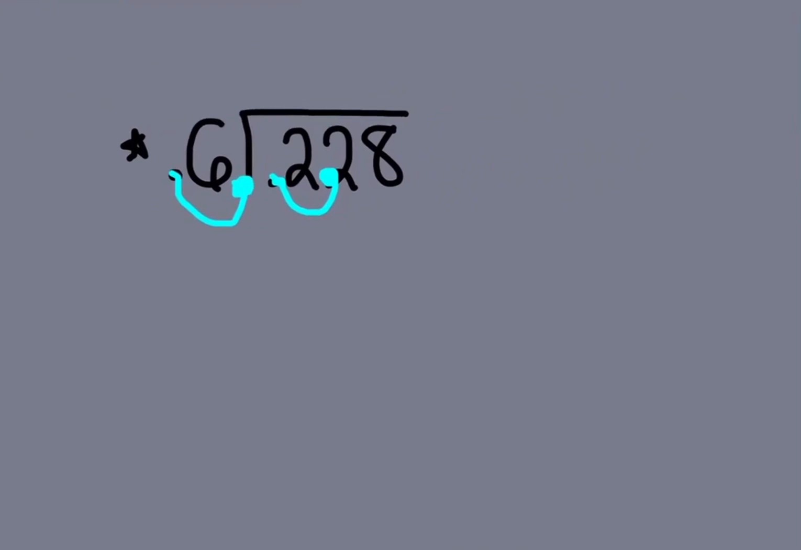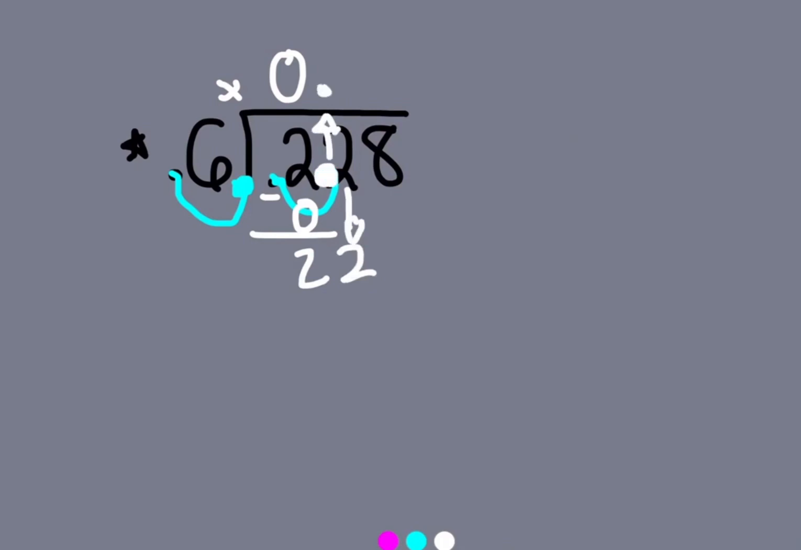Alright, jump my decimal. Now it's time to do the actual division. How many times can 6 go into 2? 0 times. 0 times 6 is 0. Subtract. Bring down my 2. If my decimal is right here in my dividend, it's got to be in the same place in my quotient. 6 can go into 22 3 times, because 3 times 6 is 18. I subtract. I get a 4.